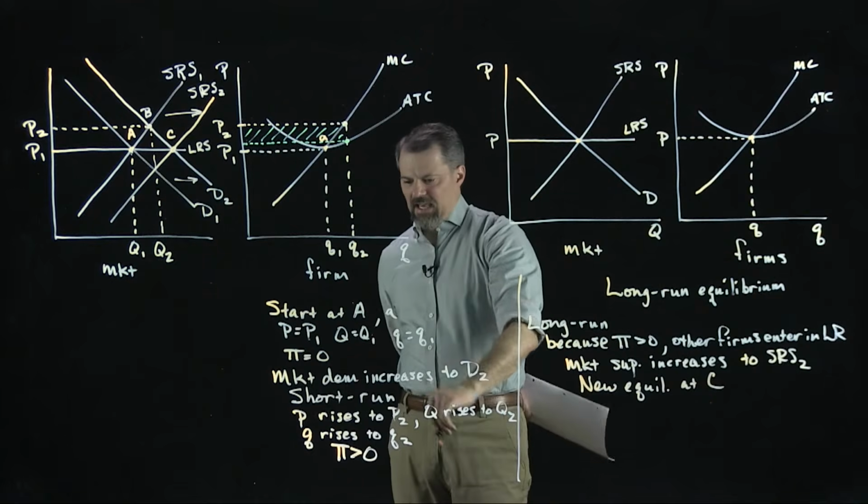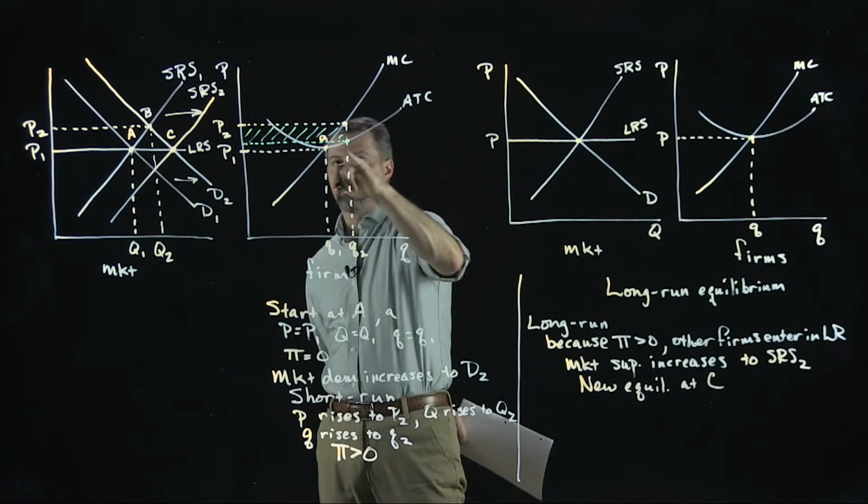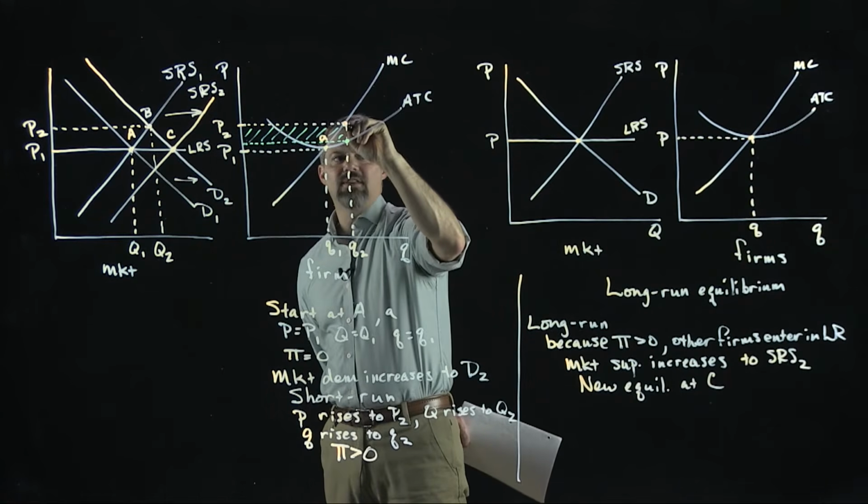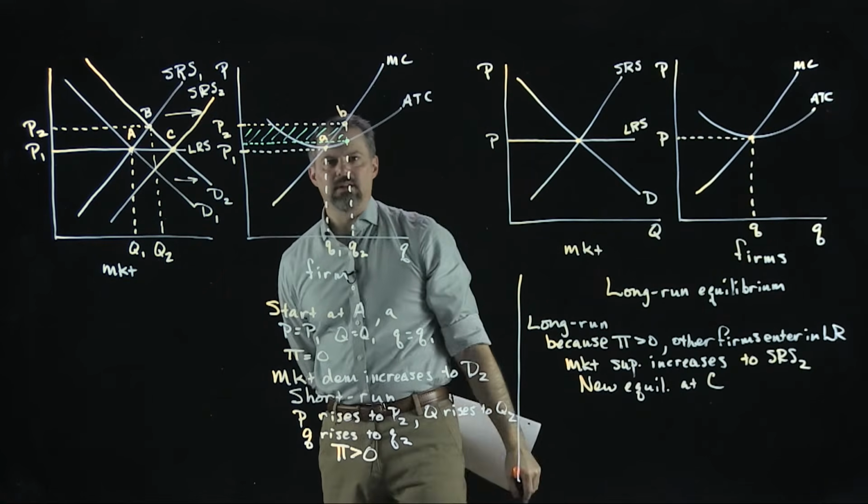Let's label here, we had our short run equilibrium right here at point B. That would correspond to this point over here. I'll call that little b.